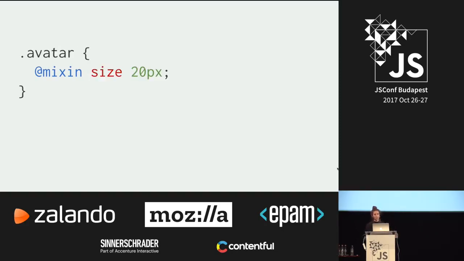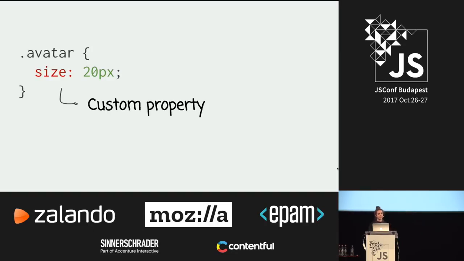So, what if I tell you that you can simplify this mixin even more? Instead of writing @mixin size 20 pixels, you could just write size 20 pixels. It looks simpler, official, doesn't it? It could be one day, who knows? And this is one of the things that I like most about PostCSS. It allows us to create custom CSS. In this case, we are creating a custom property.